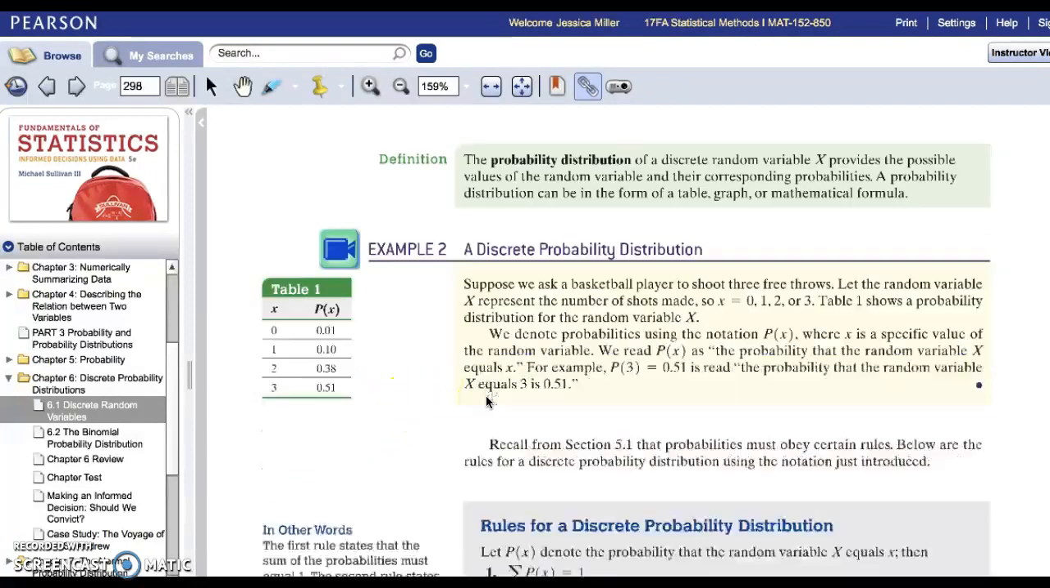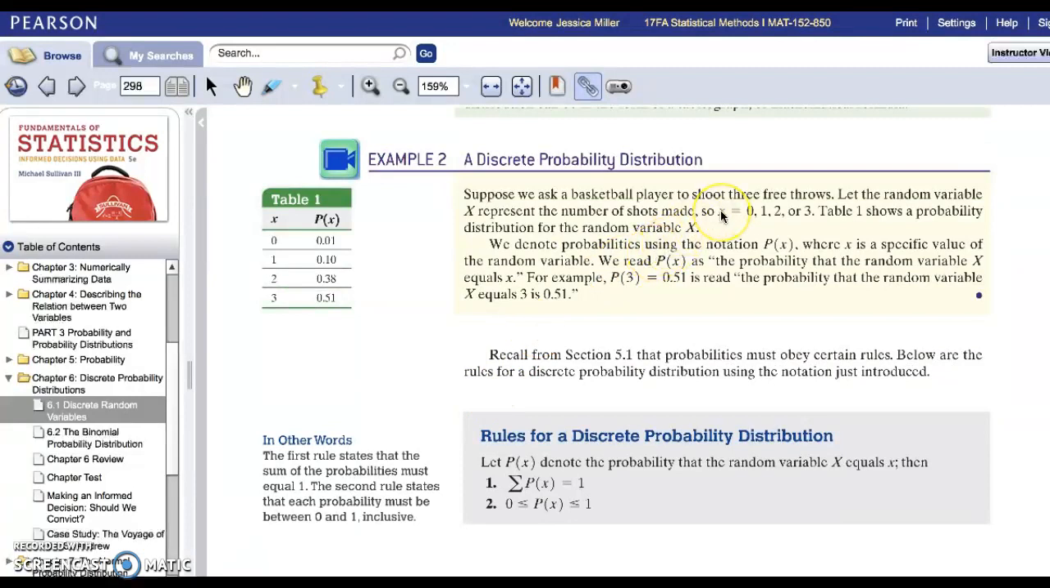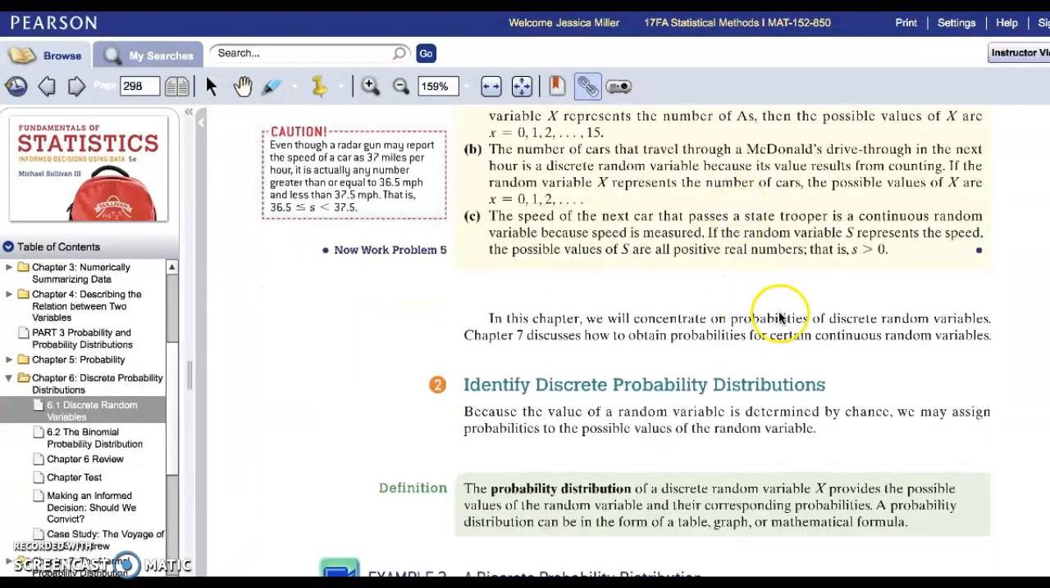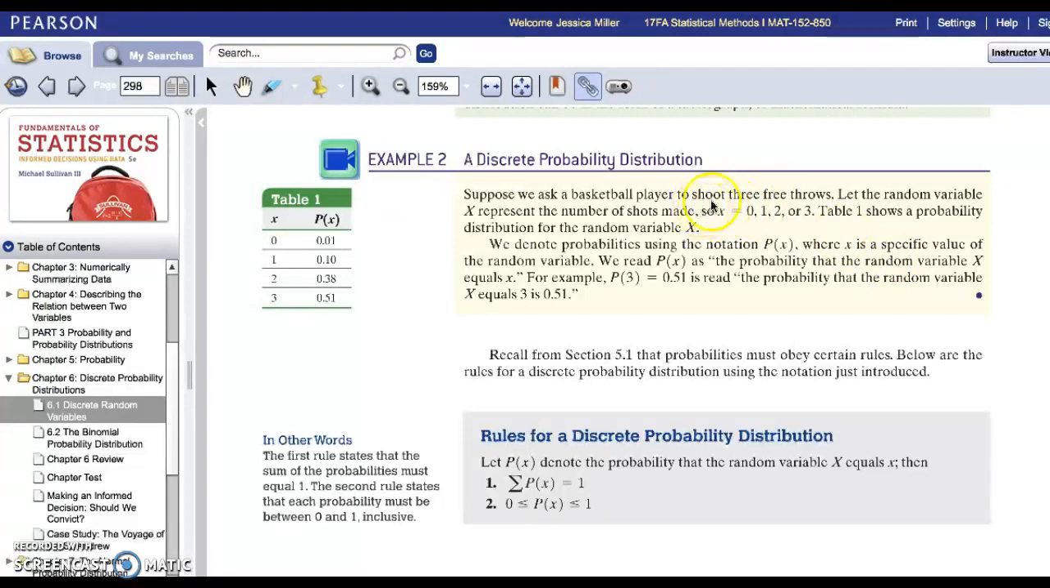So suppose we're looking at a basketball player who's shooting 3 free throws. Sorry about that, guys. And let the random variable X represent the number of shots made. So if we shoot 3 free throws, we could make none of them, 1 of them, 2 of them, or all 3 of them. You can't make more than you shoot, and you definitely aren't going to get a negative number. Now, we have our little x values here and the associated probabilities.